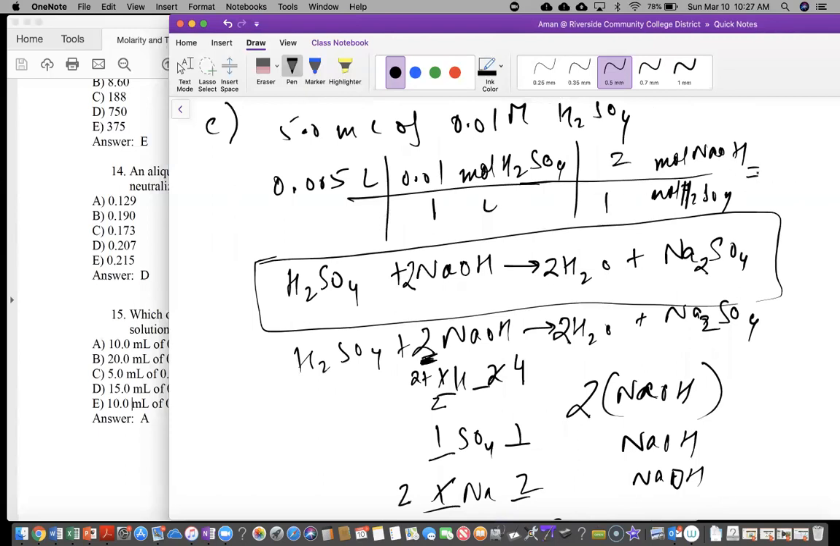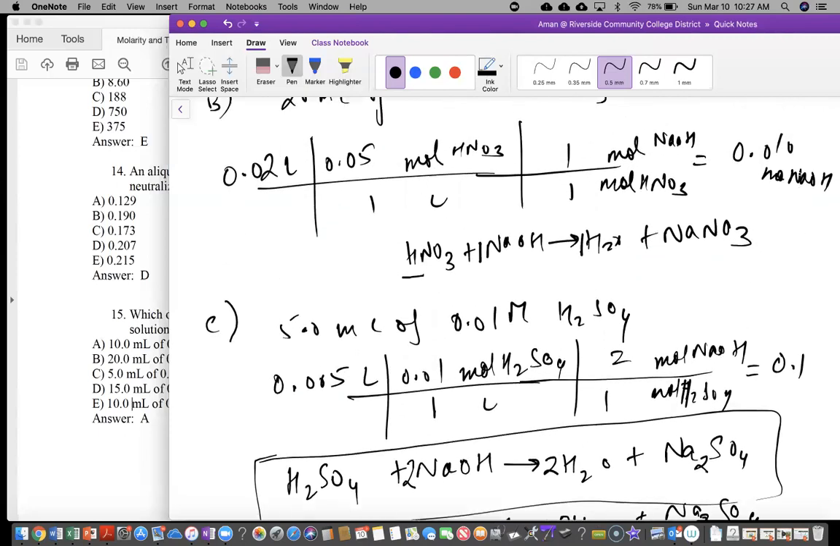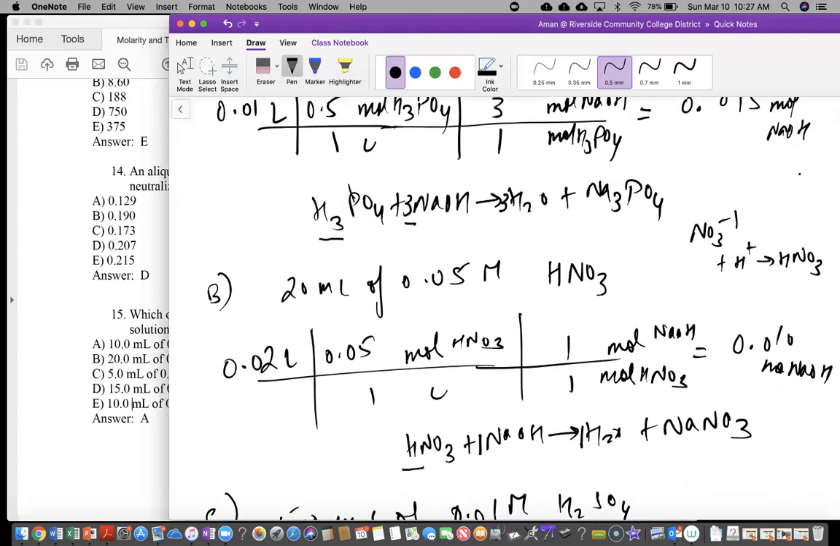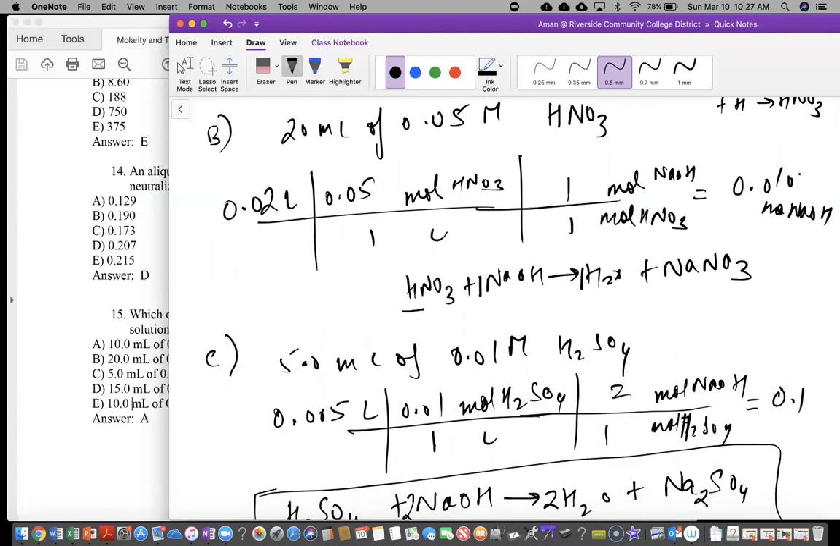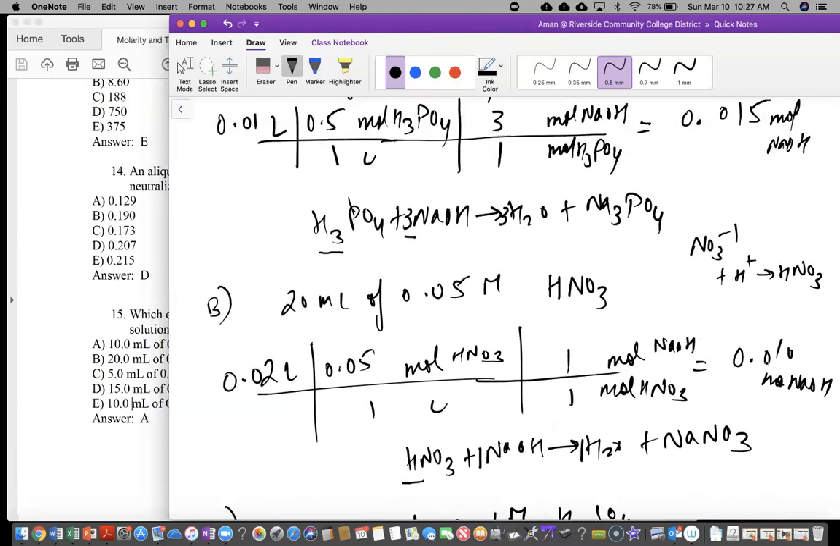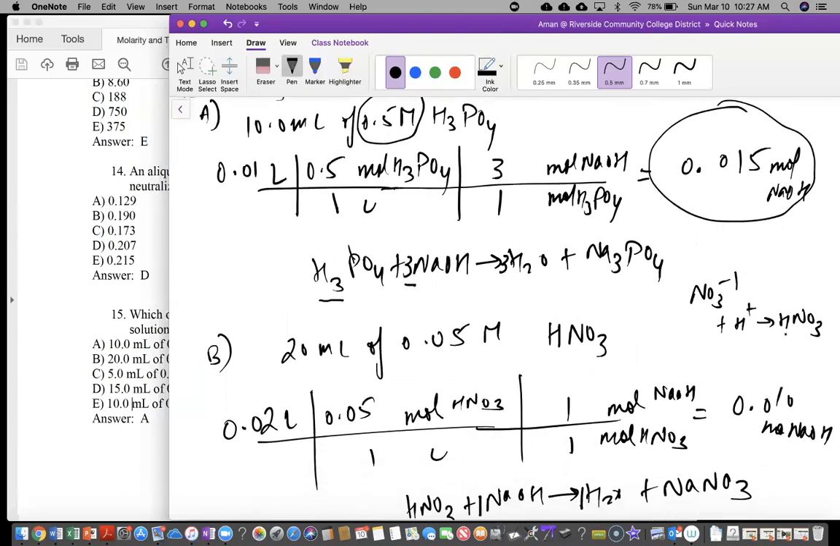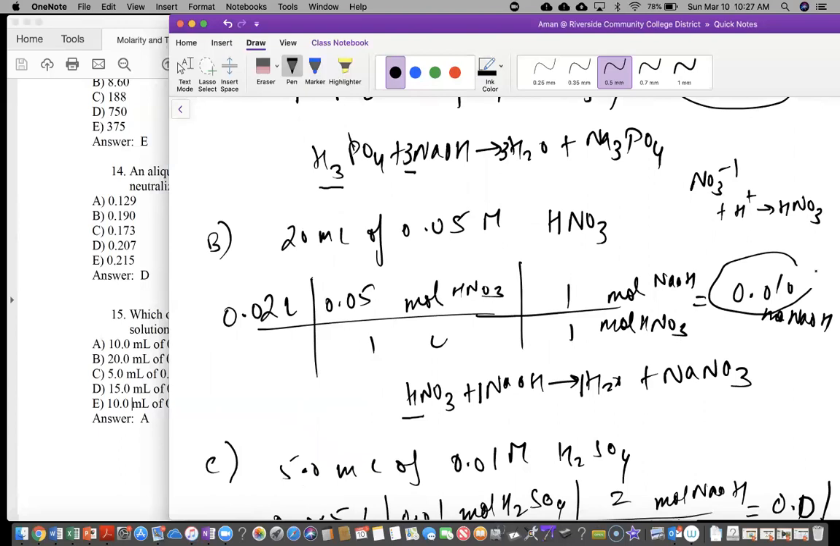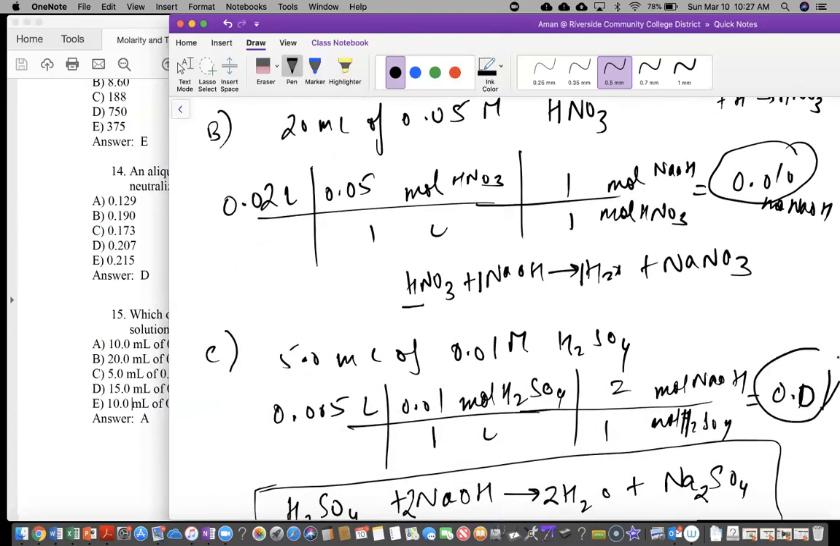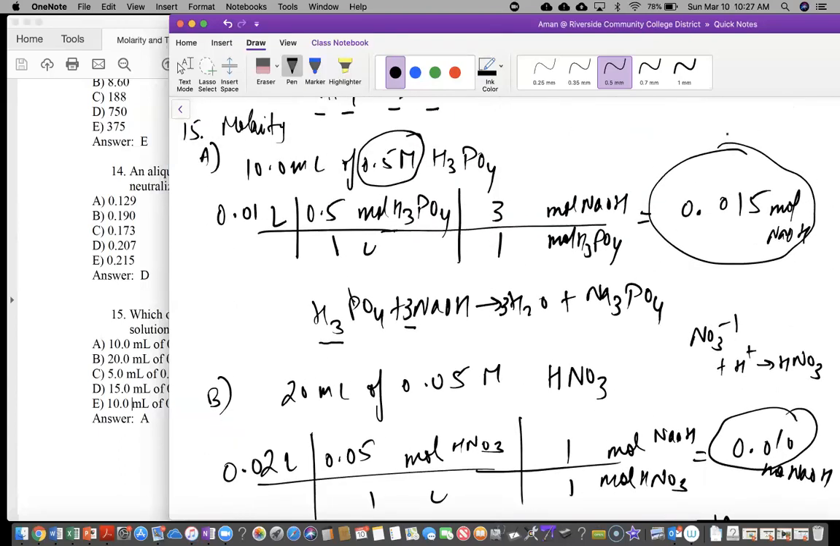So when you now solve the whole thing, what do you get? 0.1. Is it 0.1 or 0.01? I think it's probably 0.01. 0.01, yeah. 0.01 moles of NaOH. So we have done the first 3 so far. For A, B, and C, can you tell me which one needs the maximum moles of NaOH? So first one needs 0.015. Second one needs 0.01. Third one also needs 0.01. So far, first one needs maximum NaOH, right?